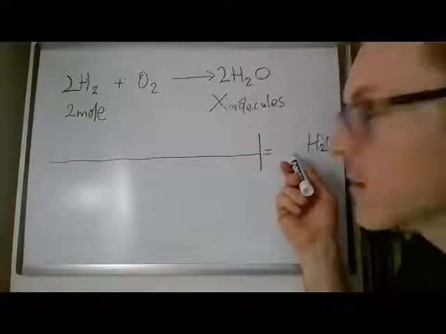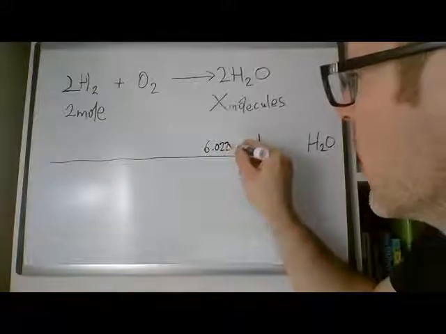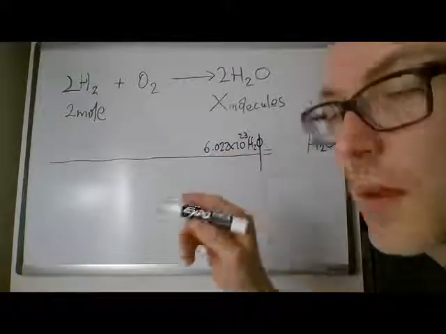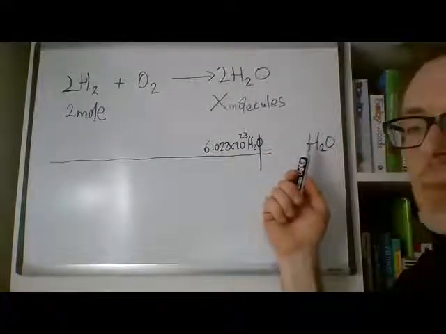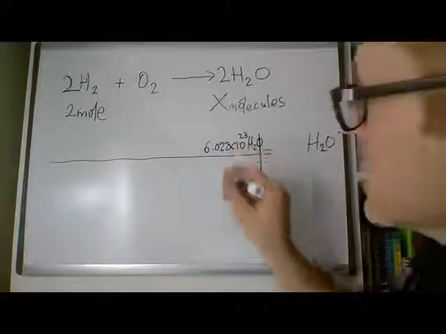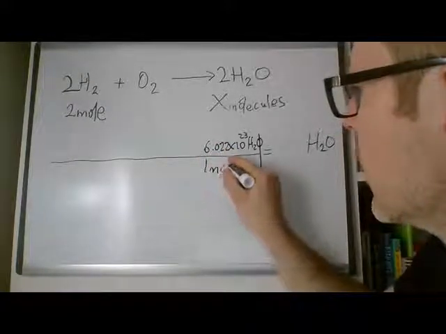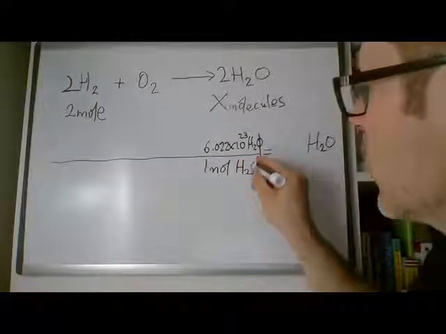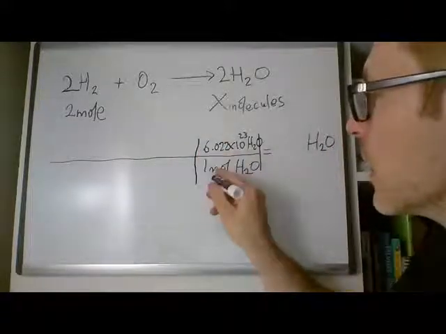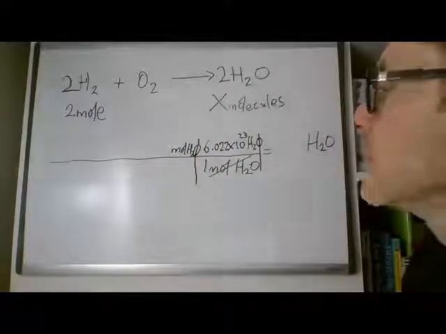Whenever you calculate a number, you immediately write Avogadro's number. So again, whenever you're trying to calculate a number, immediately write Avogadro's number 100% of the time. And then you set that equal to one mole. Remember, the numerator must be equal to the denominator. Mole of water.